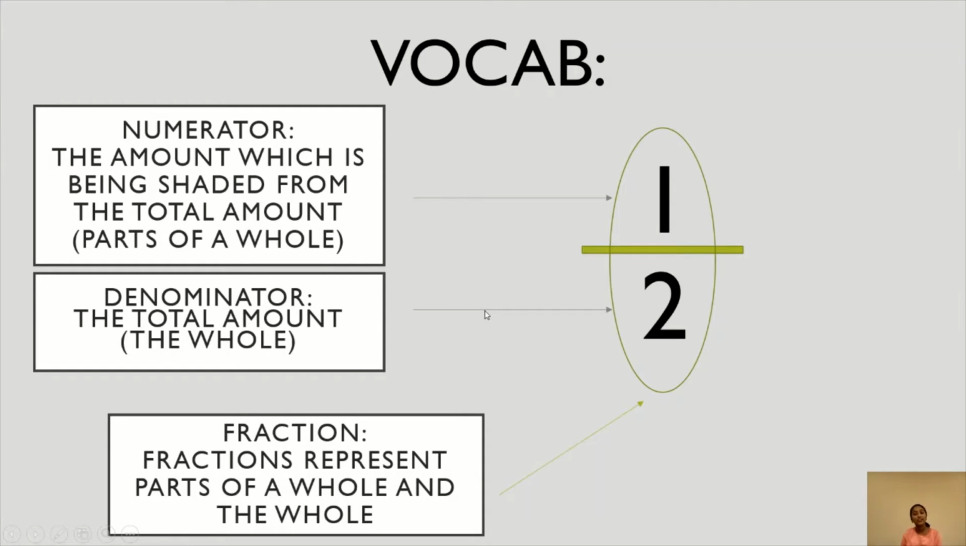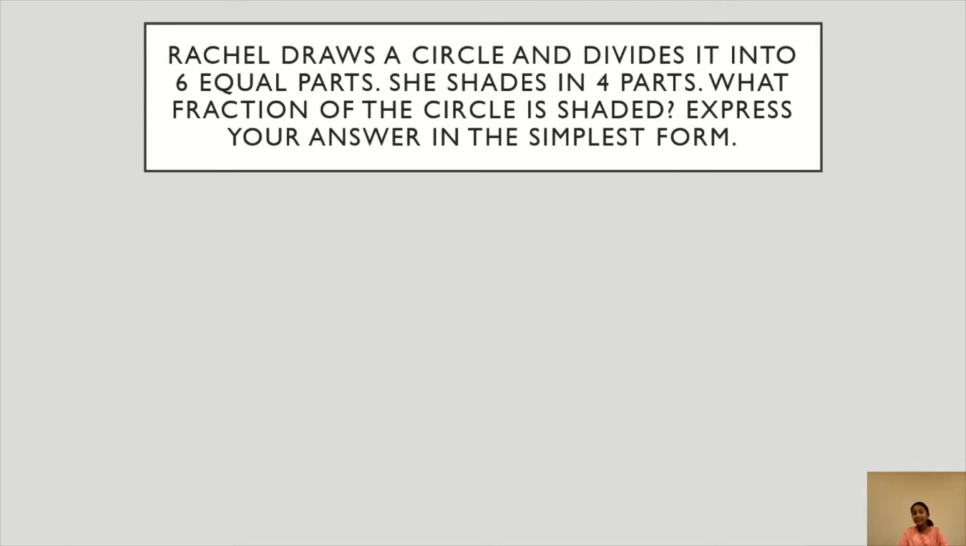Now let's move on to the first word problem. Rachel draws a circle and divides it into 6 equal parts. She shades in 4 parts. What fraction of the circle is shaded? Express your answer in the simplest form.